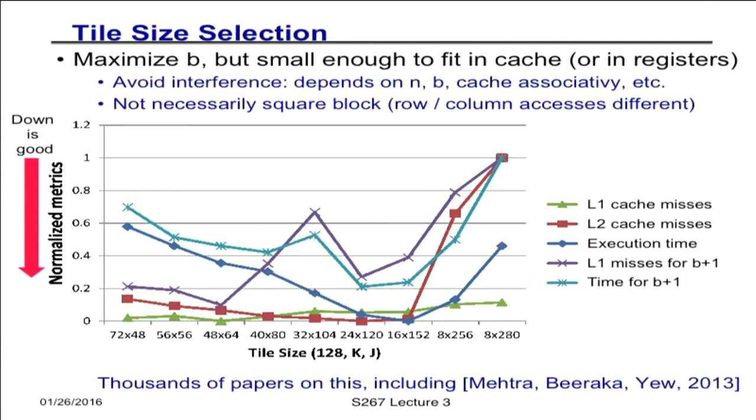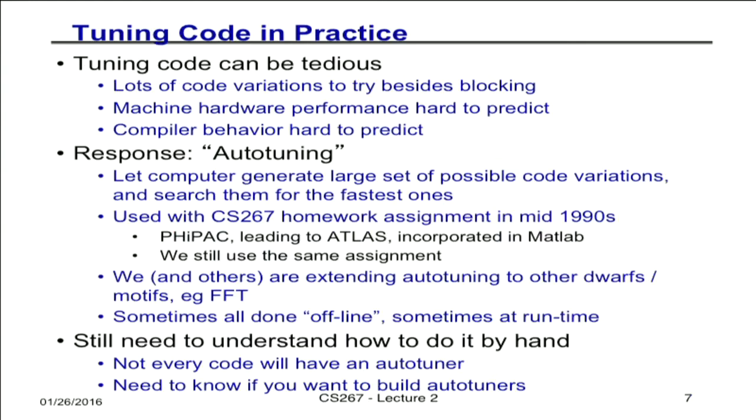So the point of this is that you really have to be careful about exactly how you pick these tile sizes. Okay, so in practice, tuning the code can be really tedious. And by the way, I think I forgot to mention this, it was on the slide, that we don't always make these blocks square. They're often not going to be square. Why would you not want them to be square?